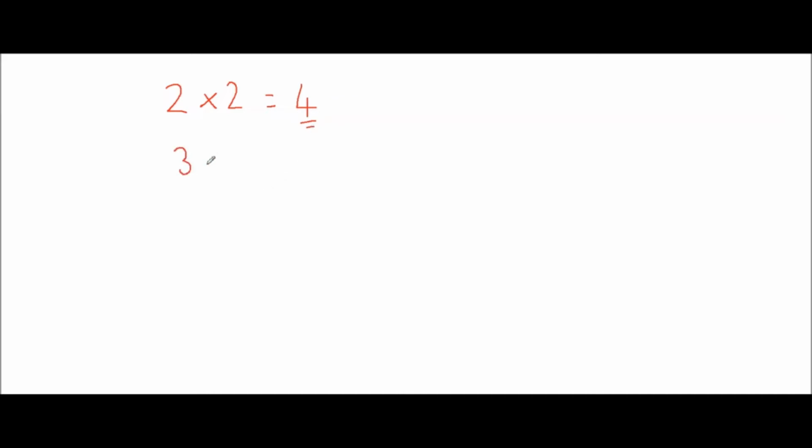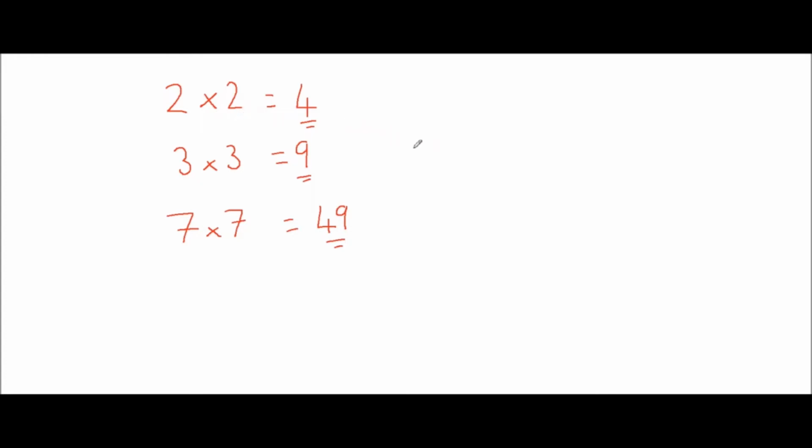What if we did 3 multiplied by 3? We get 9. So again, 9 is the square number. A slightly bigger example, let's try 7 multiplied by 7. That gives us 49. So 49 is the square number. It's just the result of multiplying a number by itself.